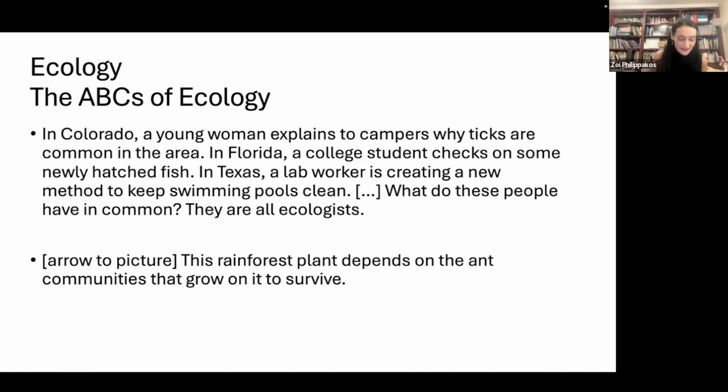So let me try this again. Let's read the sentence again. This rainforest plant, oh, ready? Begin. This rainforest plant depends on the ant communities that grow on it to survive. And that will be the reading that I will do. You don't have to stop in every sentence. Now I did it too much because I was trying to show you how to stop and model for the students. You need to consider the needs of the group.